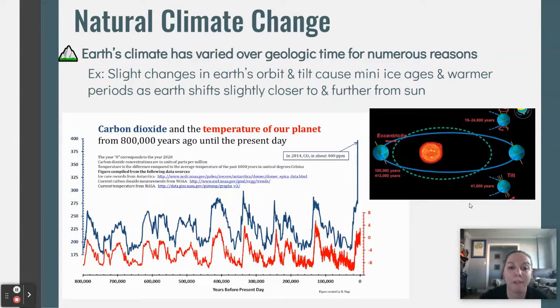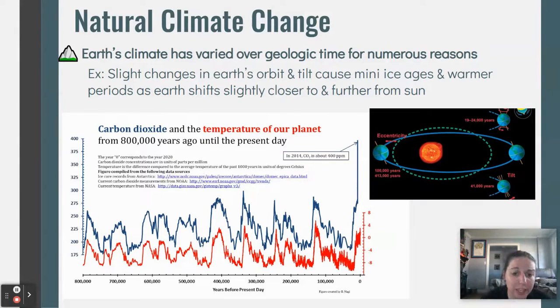Now, when we look at this graph, it is showing us in blue the levels of carbon dioxide over Earth's history, and then the temperature over Earth's history. So you can see those cyclical changes of where the temperature and the carbon dioxide go up and down on a relatively regular basis. So these over here are going to cause those regular changes that we're seeing.